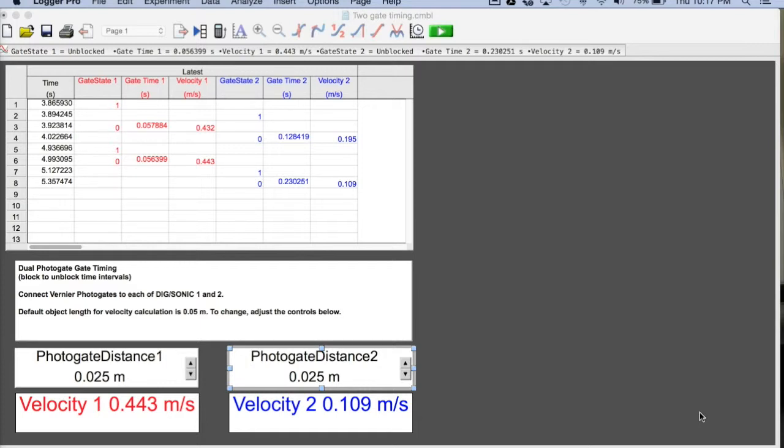Soon thereafter, another cart went through the right photo gate. I know that it was moving left, so that should be a negative 0.195 meters per second. Then the cart on the left bounced back through the left photo gate, and so the final velocity of that cart was a negative 0.443 meters per second. And then the cart on the right bounced back, or passed back through the right photo gate fairly slowly, moving at a positive 0.109 meters per second.